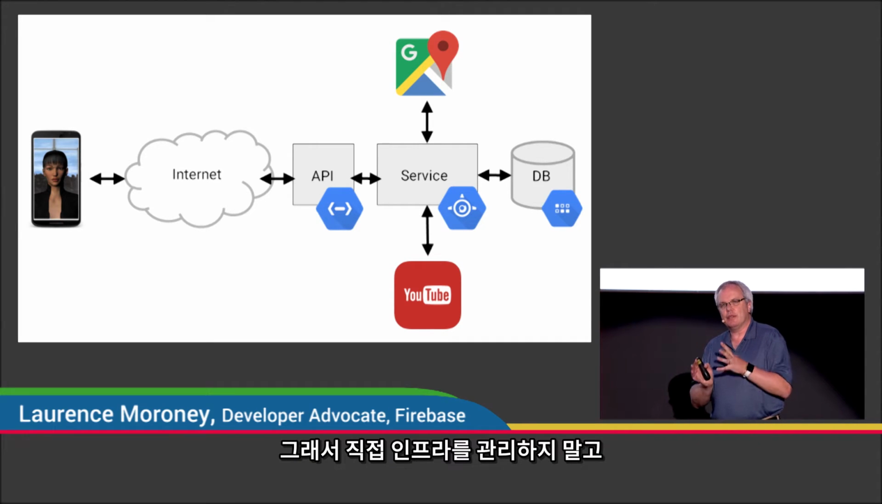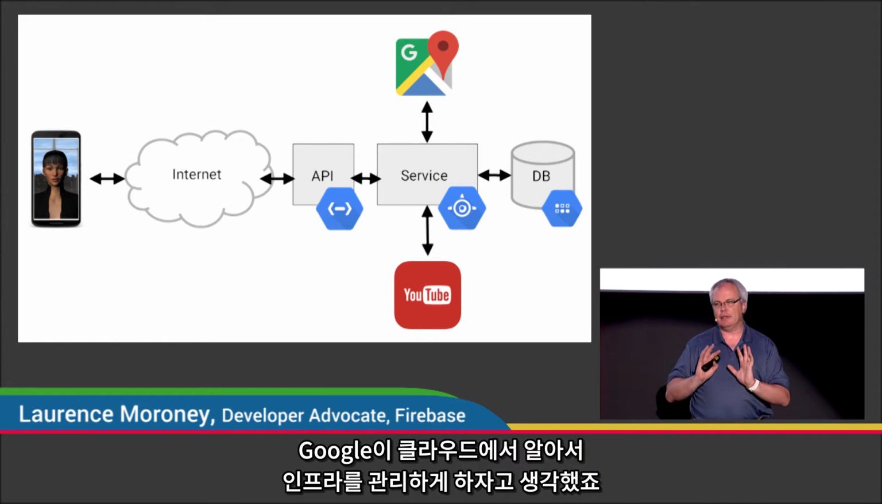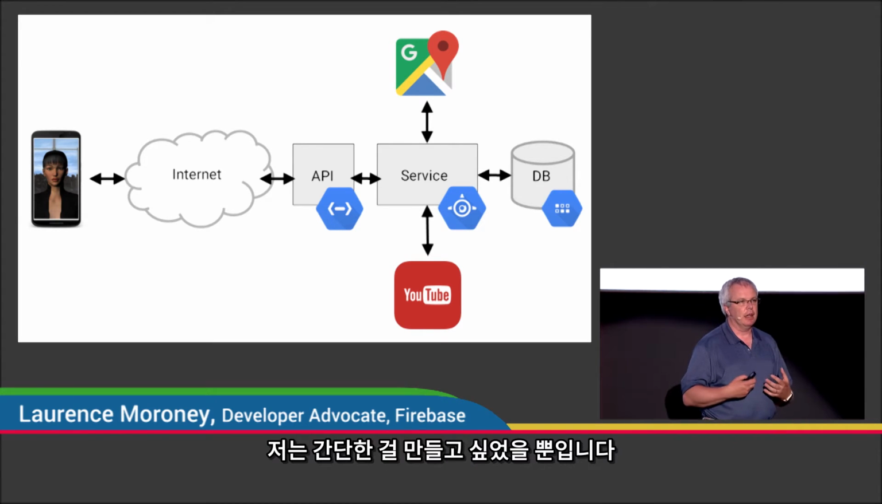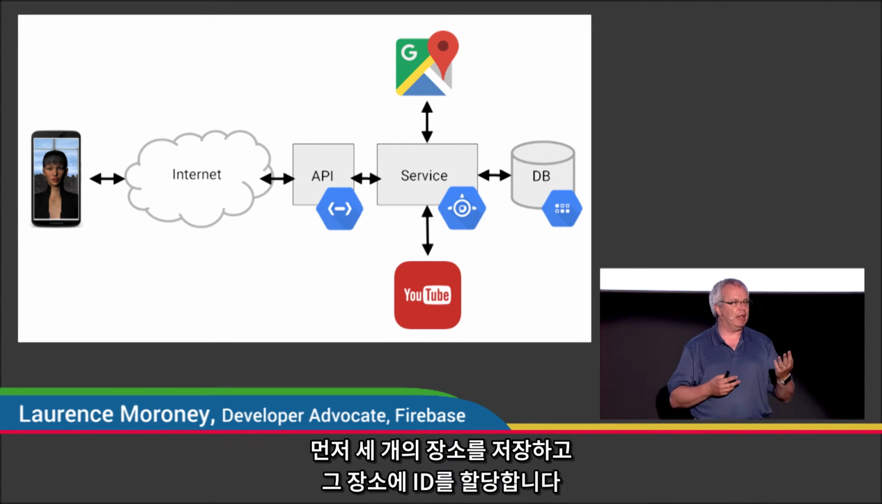So I go, okay, this is great. Now instead of maintaining the infrastructure myself, all I need to do is outsource it, and Google will maintain the infrastructure for me in the cloud. But that doesn't take away the complexity, because what I want to do is something pretty simple. I want to be able to store 3 locations.